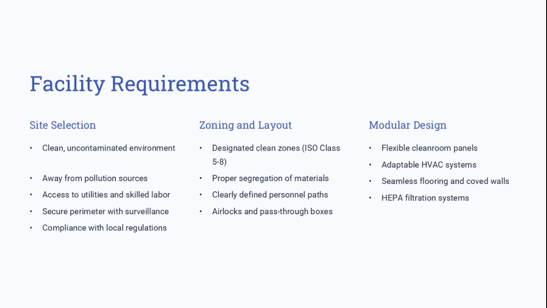Facility requirements for vaccine manufacturing include site selection, zoning and layout, and modular design. These elements ensure a clean, uncontaminated environment, proper segregation of materials, and adaptable systems to maintain compliance with local regulations and GMP standards.